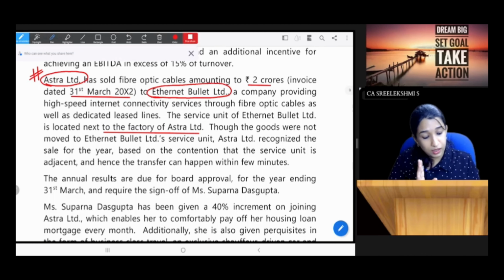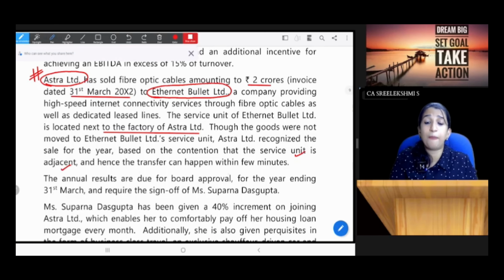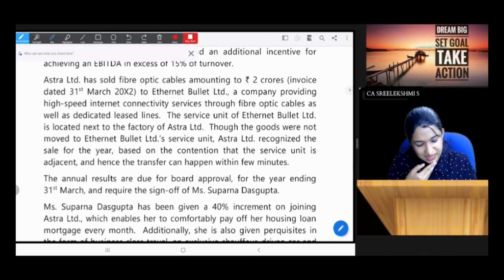Though the goods were not moved to Ethernet Bullet Limited service unit, Astra Limited recognized the sale for the year based on the contention that the service unit is adjacent and hence the transfer can happen in a few minutes. What is this? I didn't understand. Actually, there was a sale on 31st March 2012.